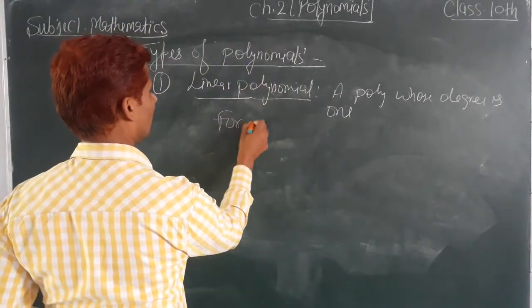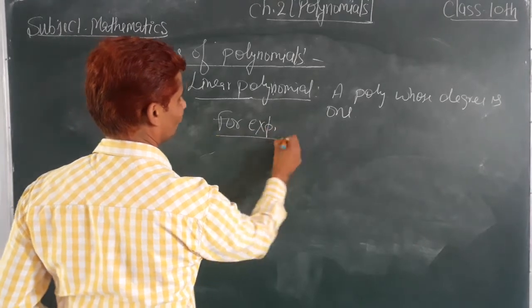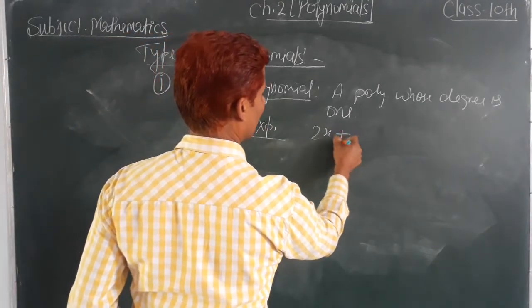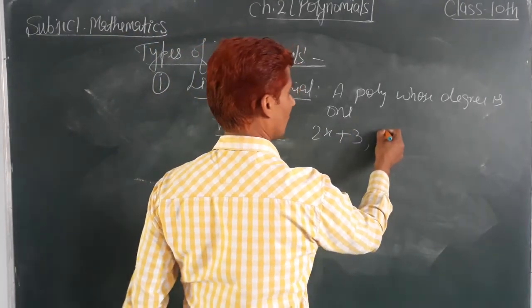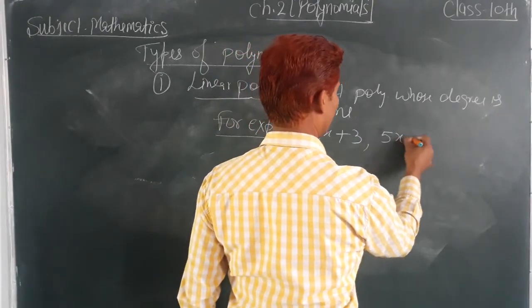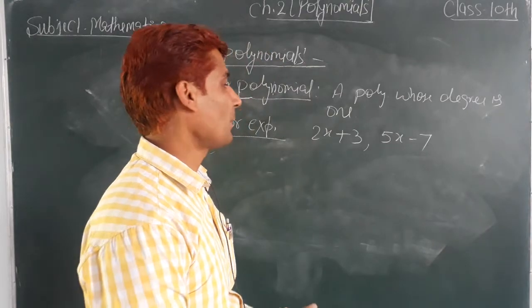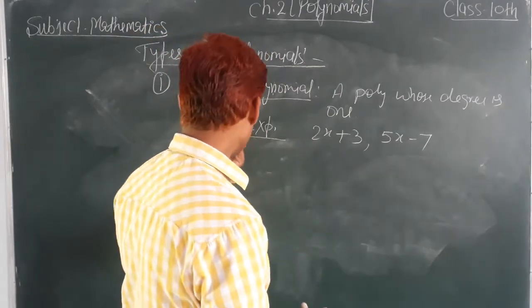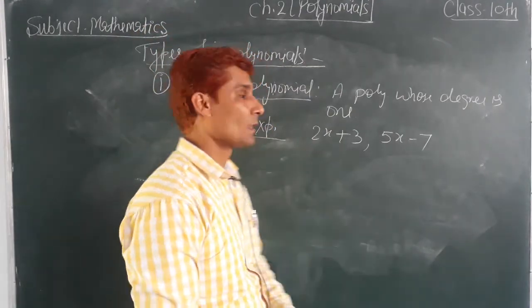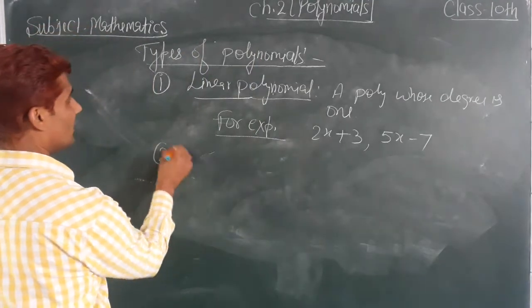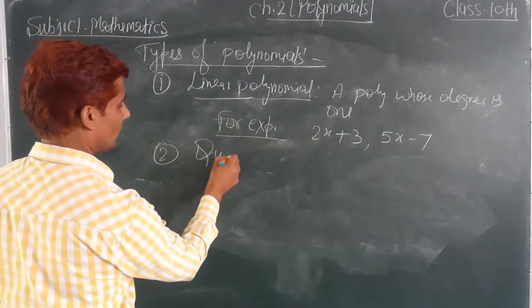For example, 2x plus 3, 5x minus 7. There are so many infinite examples which we can give for the linear polynomial. Next, second is quadratic polynomial.